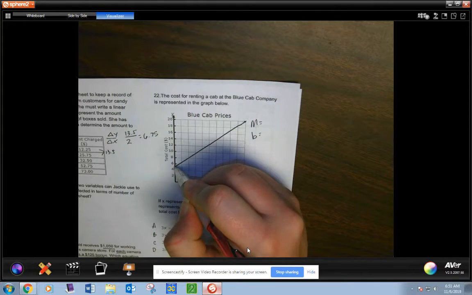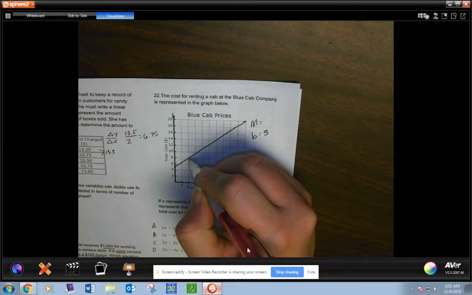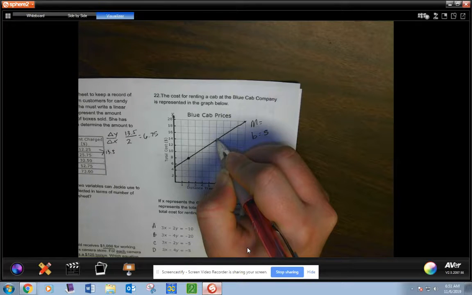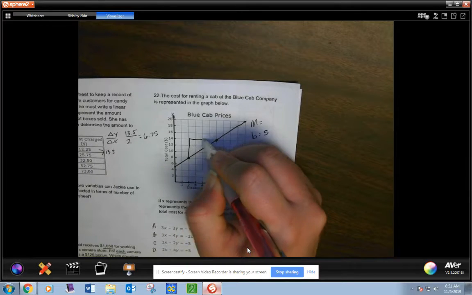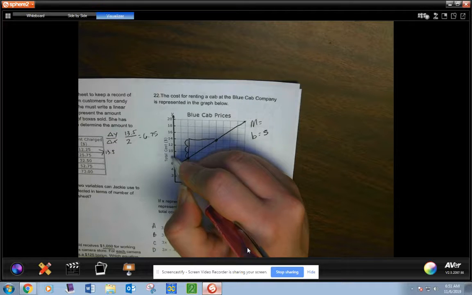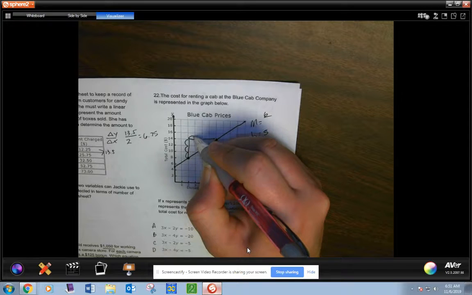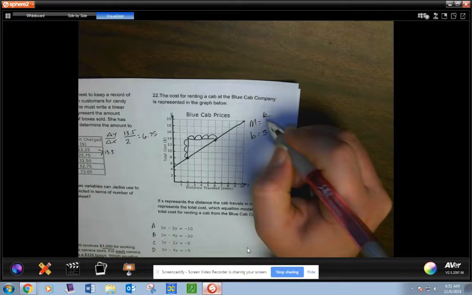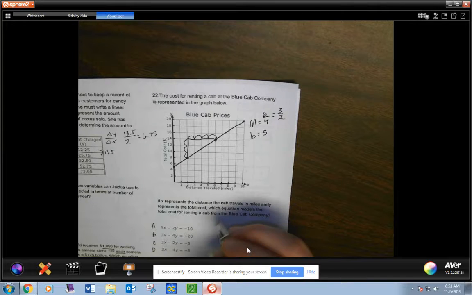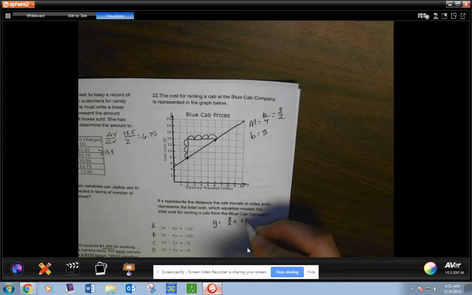Well, this is starting at 5. And then I'm going to find 2 good points. So there's a point here, and there's a point here. And I'm going to get my slope. I'm rising 2, 4, 6. Be careful, it's counting by 2s. And it's counting by 1s here, so I'm running 1, 2, 3, 4, which will simplify to 3 halves. So I have the equation y equals 3 halves x plus 5.